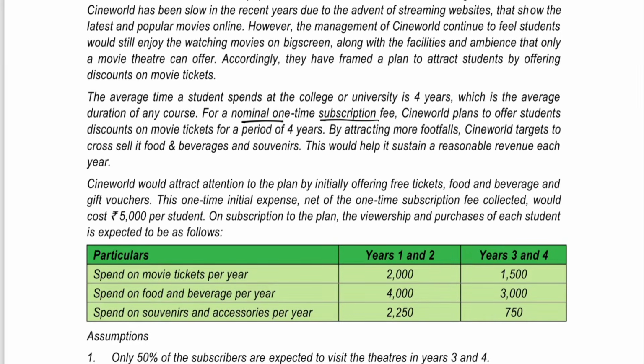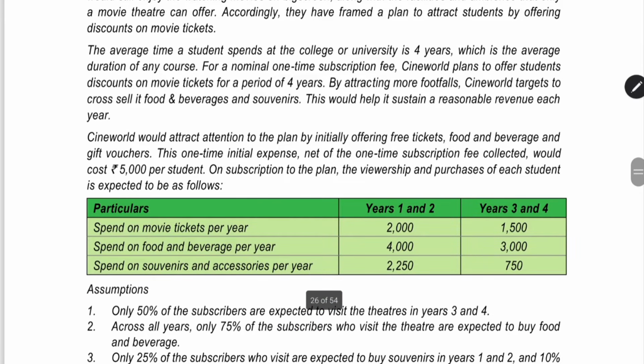After that, they will get discounted prices for tickets for all the 4 years. Once they pay the fee, after that, for 4 years, they will get tickets at a discounted price. By this, they are trying to attract the students. This one-time subscription fee they are collecting is 5,000 per student.